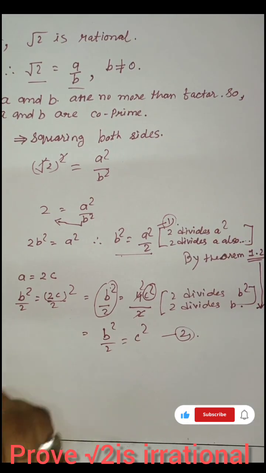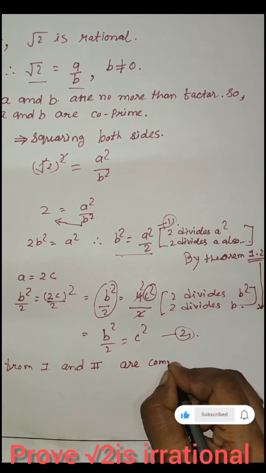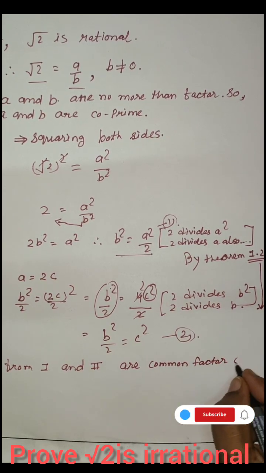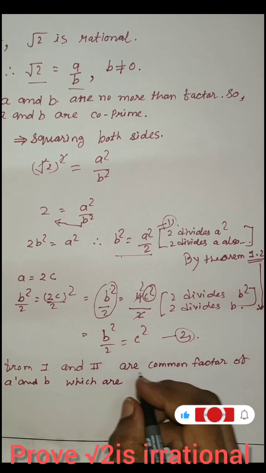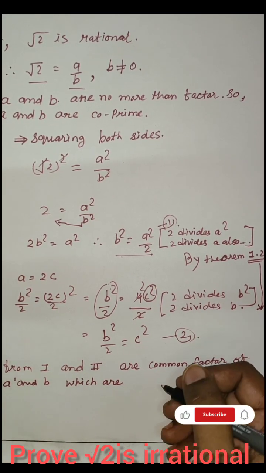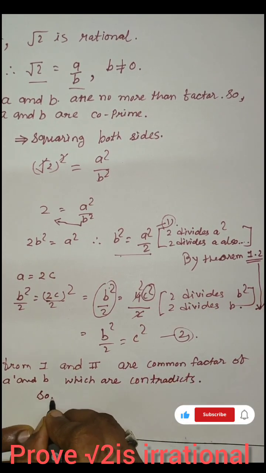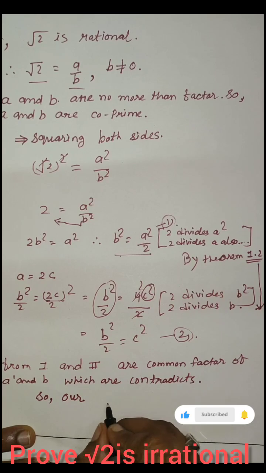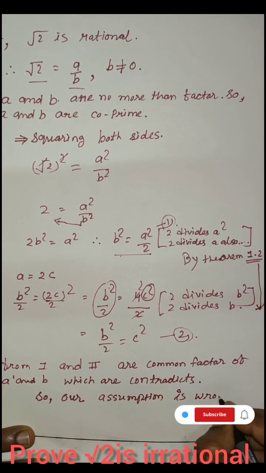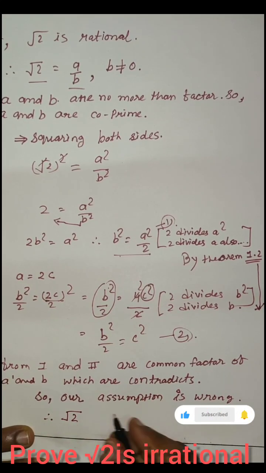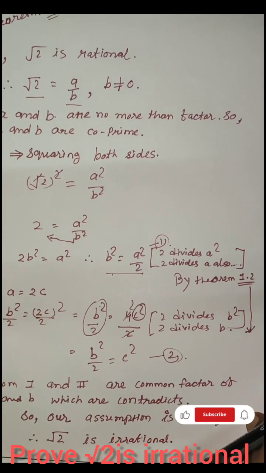So from the first and second results, 2 is a common factor of a and b, which contradicts the assumption. So the assumption is wrong. So that's the proof: root 2 is an irrational number. Okay, now so bye, good day.